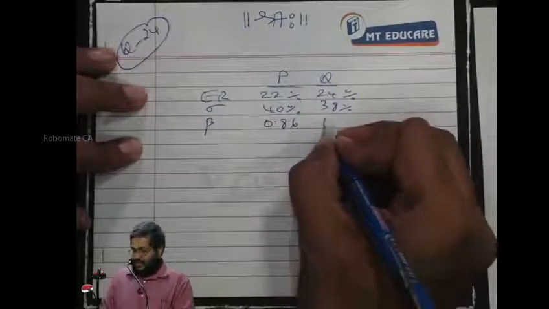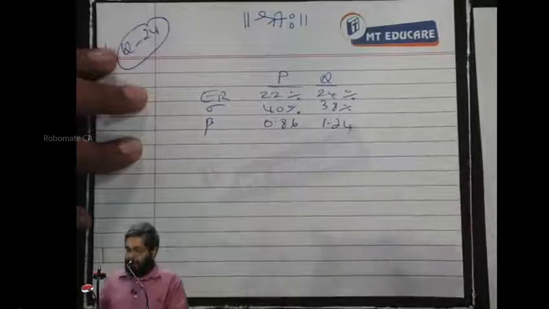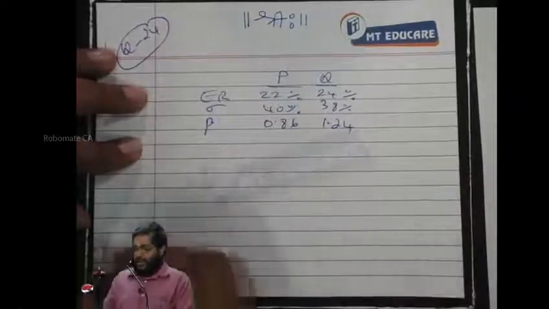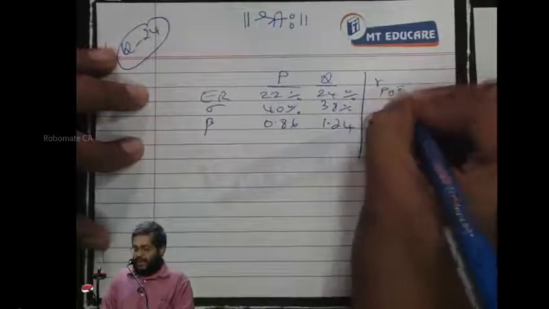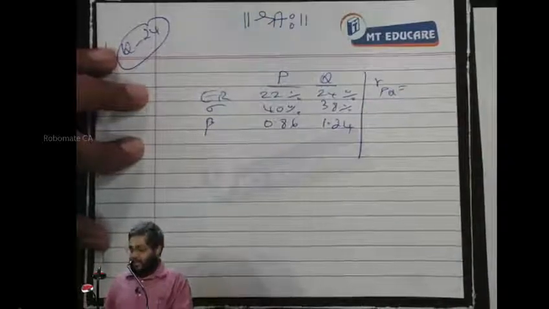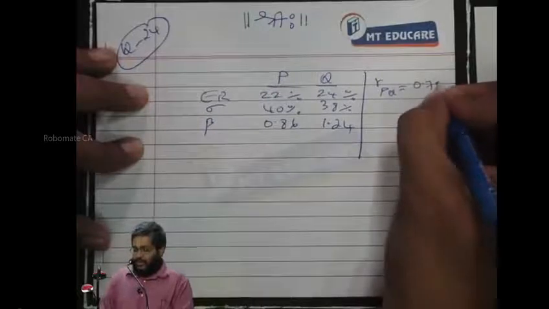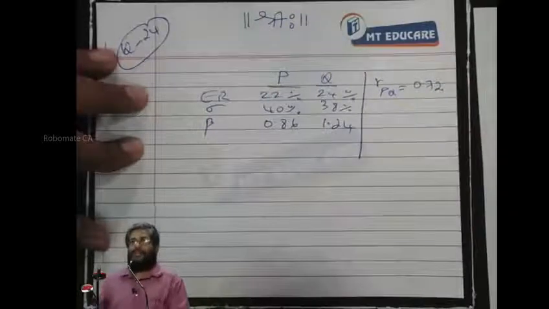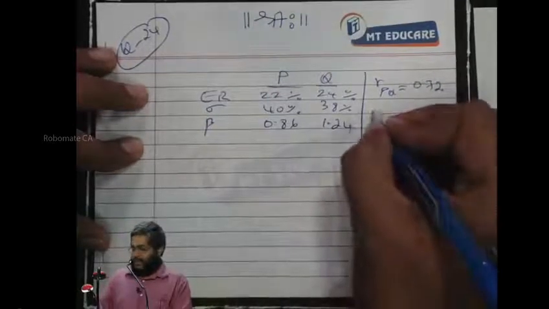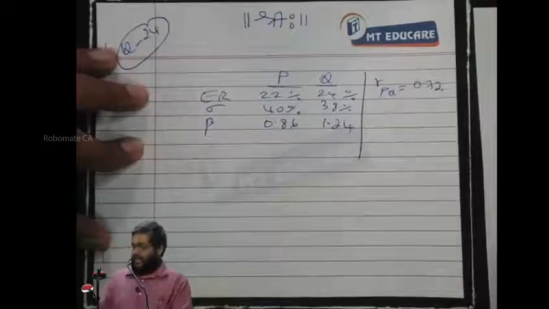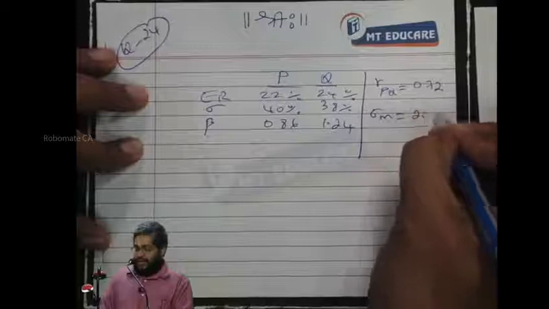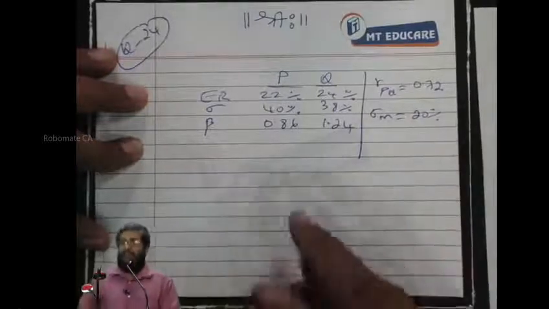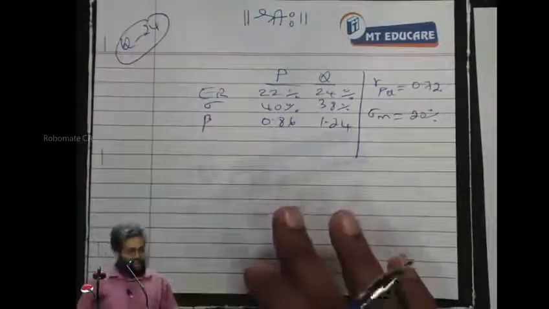0.86 and 1.24. Other details given here are the correlation of P and Q. What is the correlation of P and Q given? 0.72. And the last item given is 20%. What is 20%? It is the standard deviation of the market, 20%. This is all the details given. Can I proceed or not?